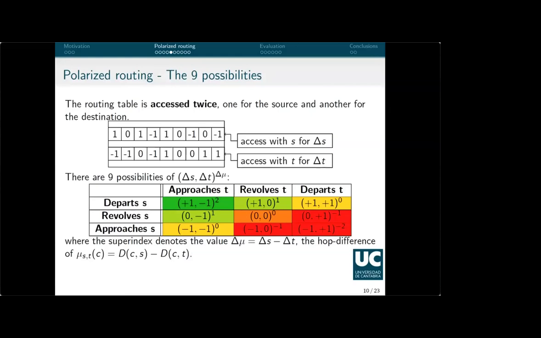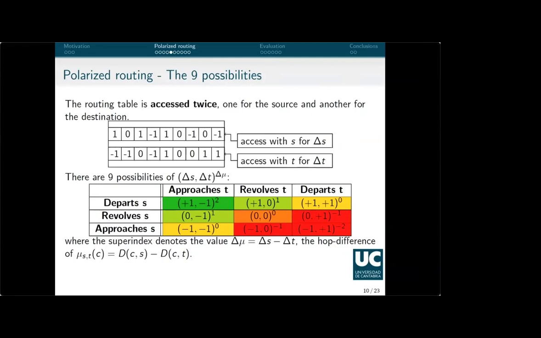The greenest possibility is the hop getting away from the source and closer to the destination. This is what happens in all the hops in a minimal path from source to destination. The yellow ones will only be taken under a condition to be explained later. We also indicate in a superindex the magnitude of the benefit. This is the hop difference of the mu function.